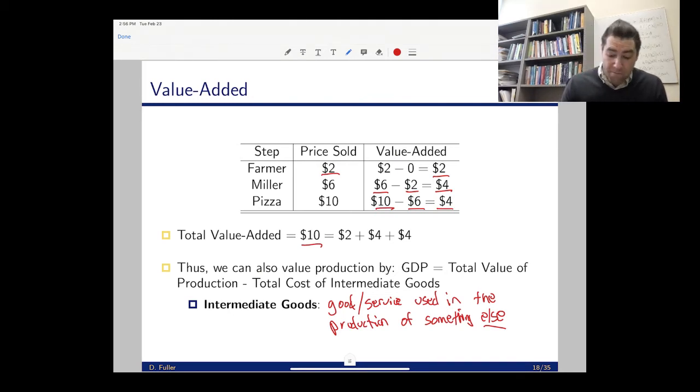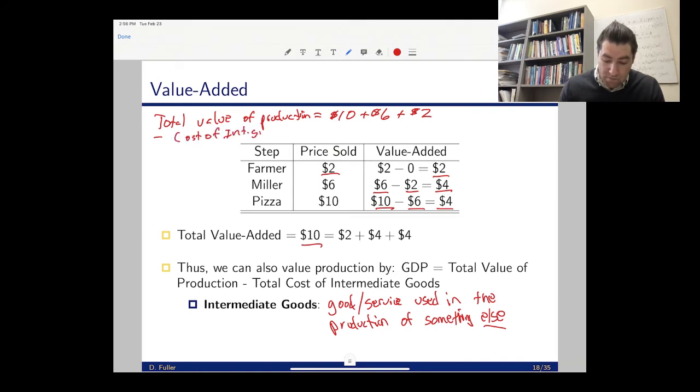So think about that. Total value of production, if I include everything, is 10 plus 6 plus 2. I would subtract out the cost of intermediate goods, which is minus 6 minus 2, and I will still be left with the $10, right? Which is why it's easiest to focus on the final good or service.